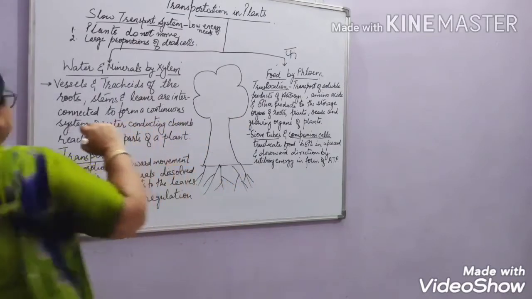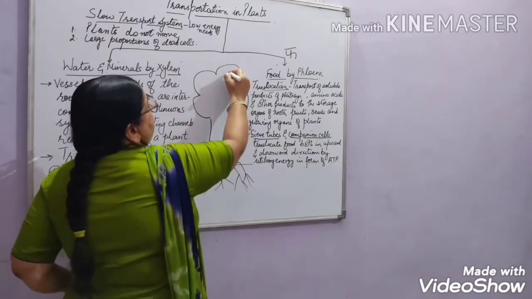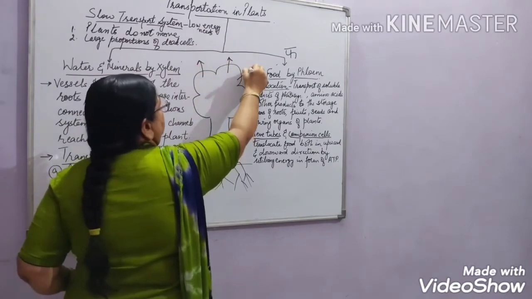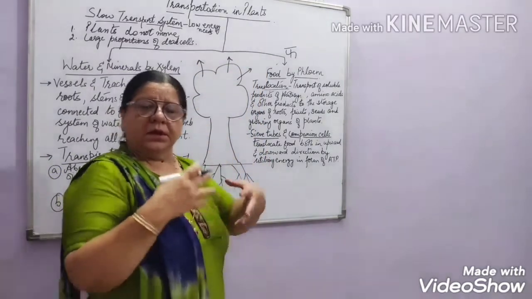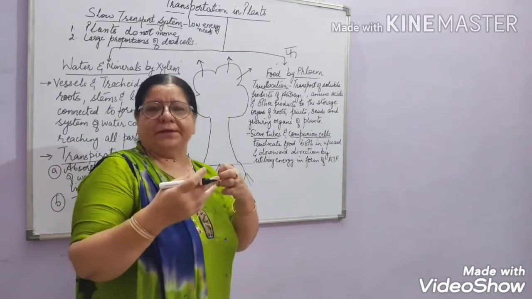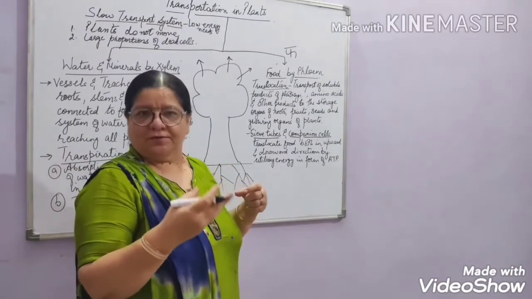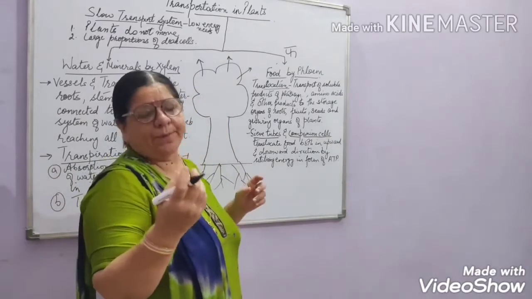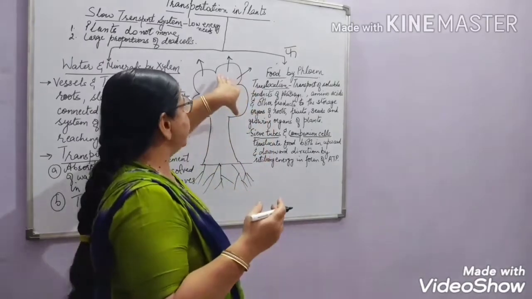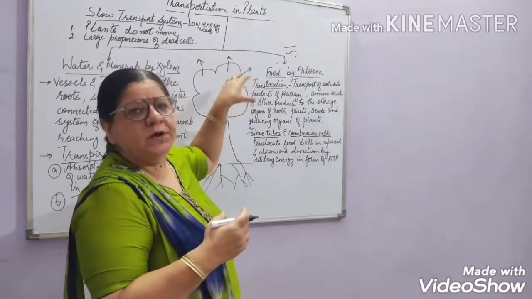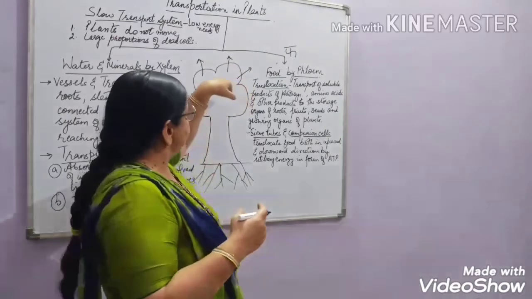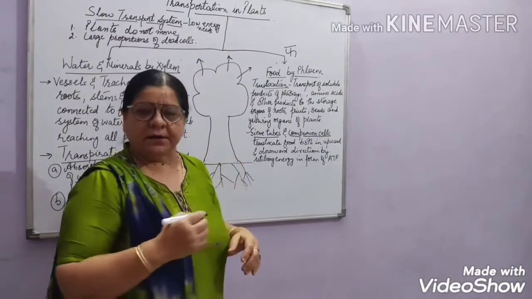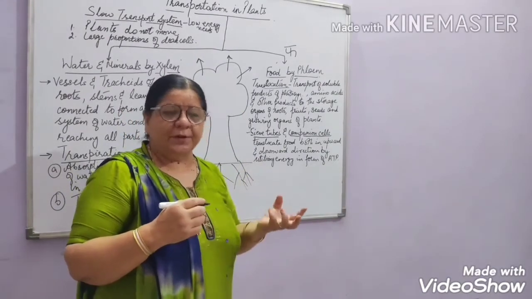Now in tall plants, the water is continuously evaporating. During daytime, the water keeps on evaporating from the stomata of the leaves. You have read about this before also, how stomata keep on opening and closing, and continuously the water keeps on evaporating. Now when the water evaporates from here, a suction pull will be created. Now what is a suction pull?